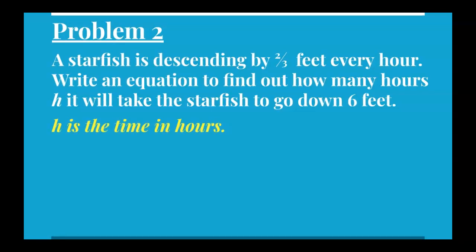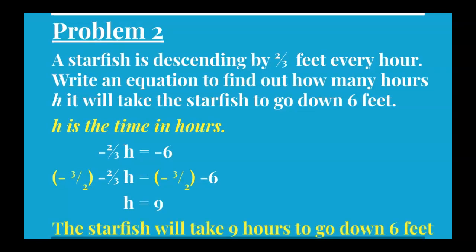Because it's descending by 2/3 feet every hour, the rate is -2/3 feet. So -2/3 times the number of hours equals -6 because you want it to end at -6 feet. To solve this equation and get h by itself, we can multiply both sides by the reciprocal of -2/3. The reciprocal of -2/3 is -3/2. So when we multiply -3/2 times -2/3, that just gets 1. So we have h equals +9. That means it will take the starfish 9 hours to go down 6 feet.